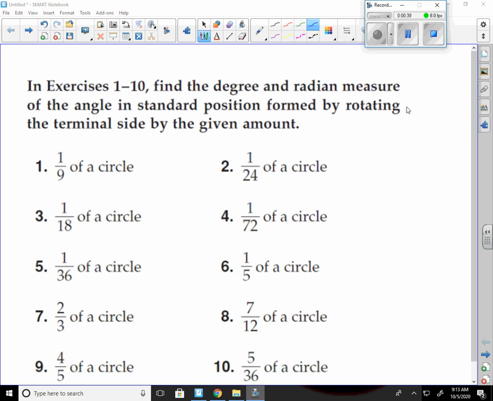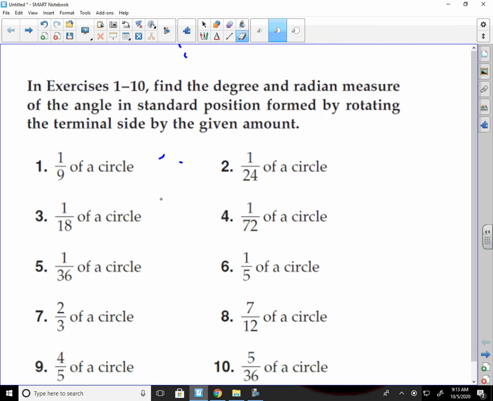Without further ado, let's get started. So we're going to find the degree and radian measure of the angle in standard position formed by rotating the terminal side by the given amount. 1/9 of a circle. If I'm going 1/9 of a circle, I don't need to draw it or anything. I know there are 360 degrees in a circle. Multiply that by 1/9, that gives me 360 over 9, which is 40. There's 2 pi radians in a circle, times 1/9. I'm not getting ugly with this. 2 times 1 is 2 pi over 9.